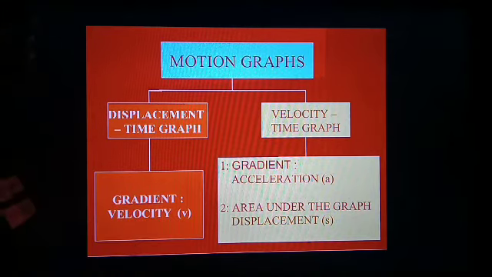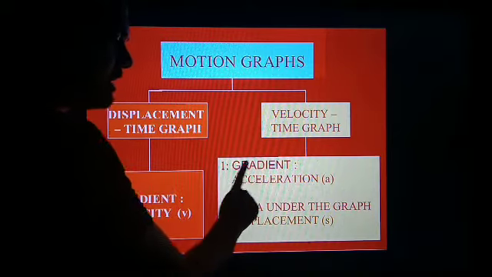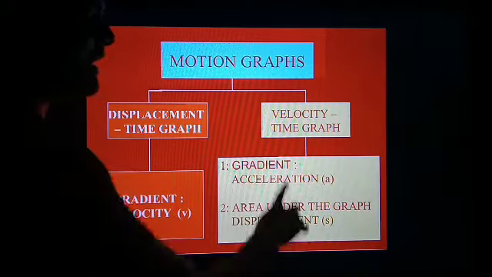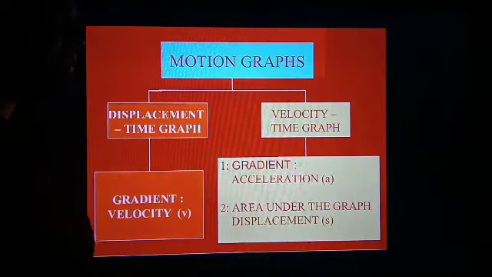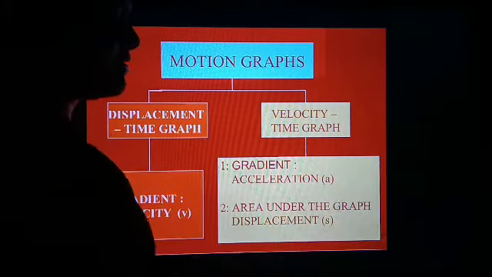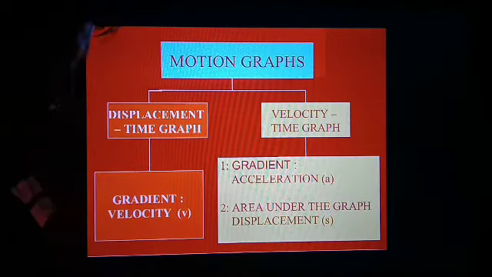Velocity. In velocity time graph, you have to learn two things. First, gradient or slope. The gradient or slope of VT graph tells acceleration. And second, area under the graph. The area under the VT graph tells displacement.